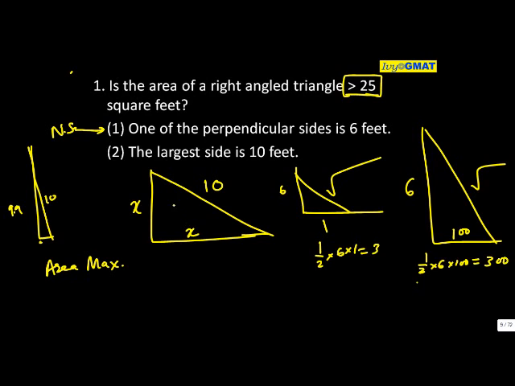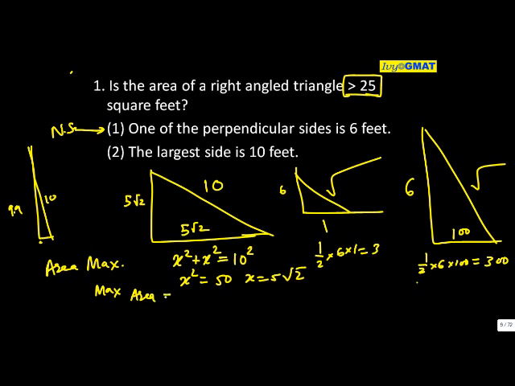If I use the Pythagoras theorem, I can use x square plus x square is equal to 10 square. All of us know this. So x square is 50. X will be 5 root 2, root of 50. So this value comes out 5 root 2. This value also comes out 5 root 2. What will be the maximum area of this triangle? Let's see. Half of 5 root 2 into 5 root 2. If I cancel root 2 and 2, this area is maximum of 25. What is your question? Is it more than 25? I can say a confirm answer, no.